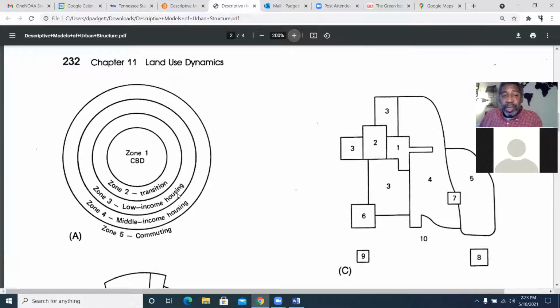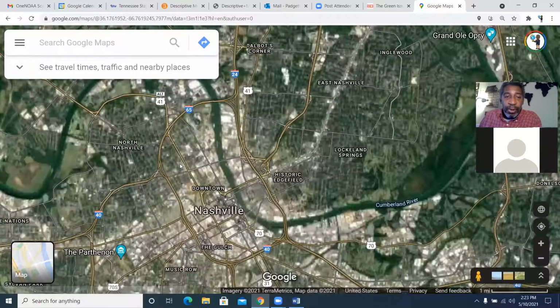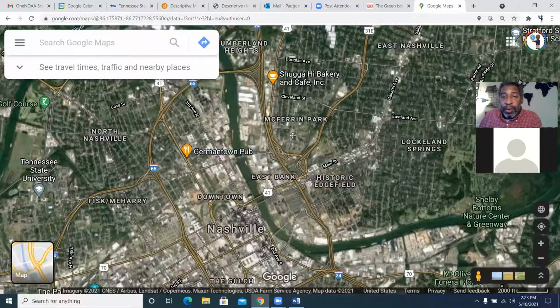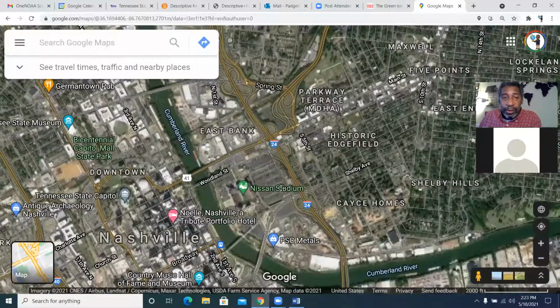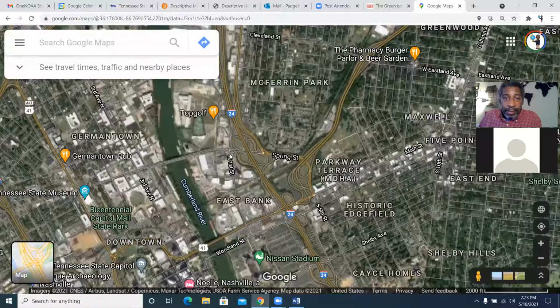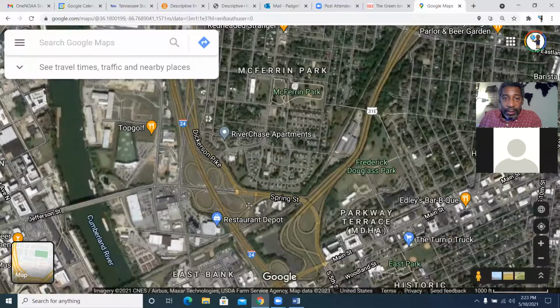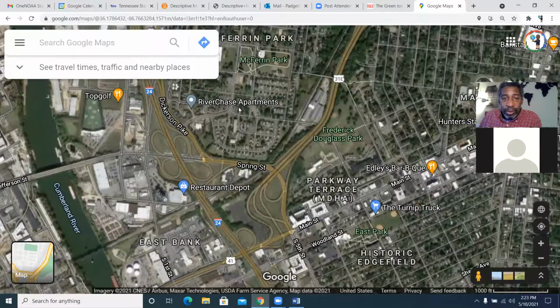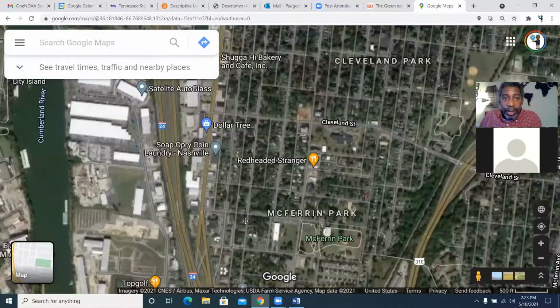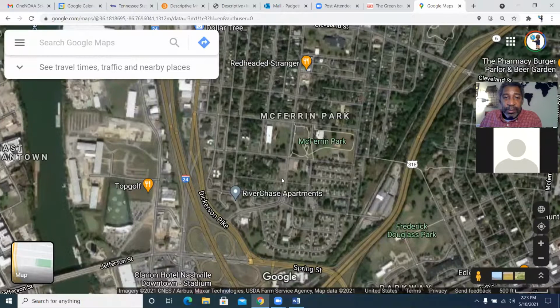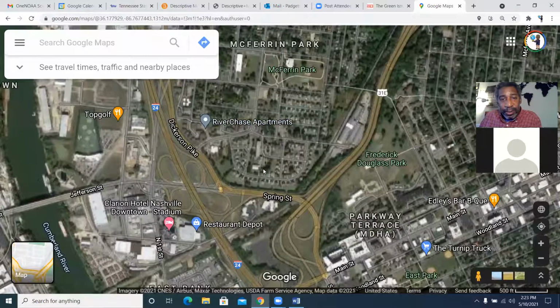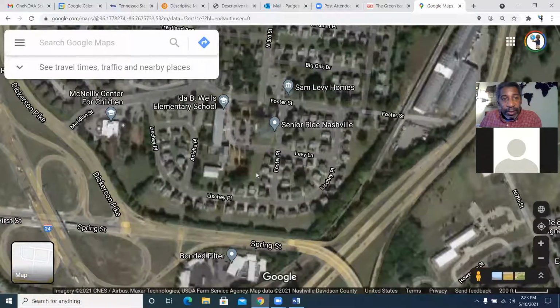Zone 3 is when we get into our first residential zone. It's called the low income housing zone. If we go back to Nashville, Nashville almost has a perfect ring of low income housing. So let's start over here on the east side. Let's see if we can find, I can't find it. Let's see, where's the Levy? So Sam Levy Homes are somewhere over here. It's a large public housing community, and I don't see it. I'm not going to search for it, but I think that's it right there. That's got to be Sam Levy.